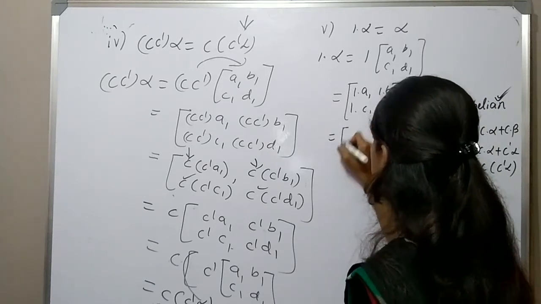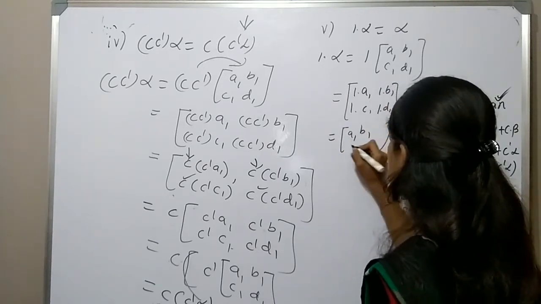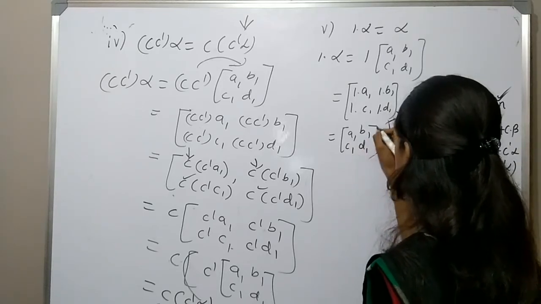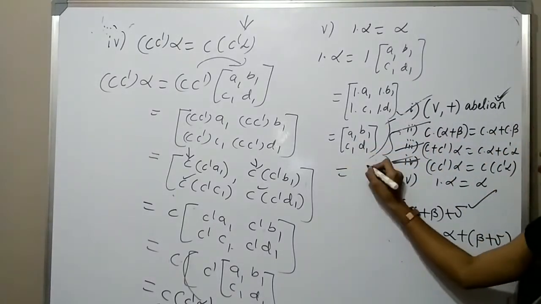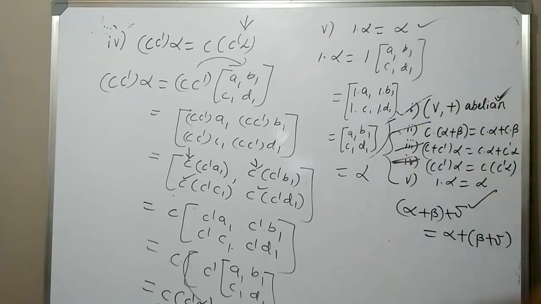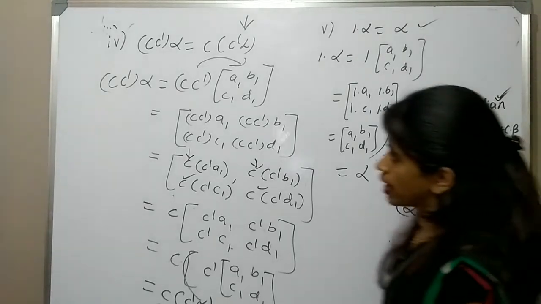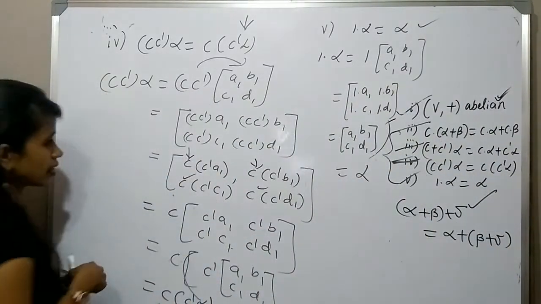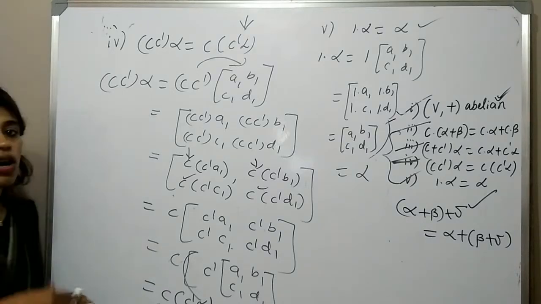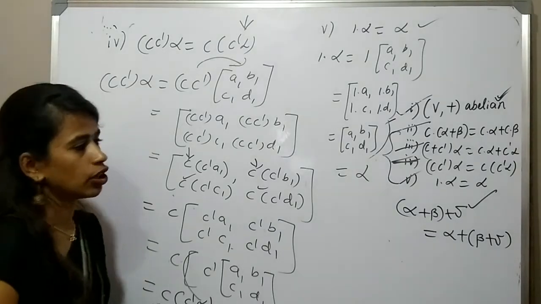What is 1·A1? A1 itself. 1·B1, B1. 1·C1, C1. 1·D1 is D1. So that is what? α. 1 · α is equal to α. That is over. All the 5 conditions are satisfied for the set of all 2×2 matrices. Therefore, the set of all 2×2 matrices forms a vector space over the field of real numbers.